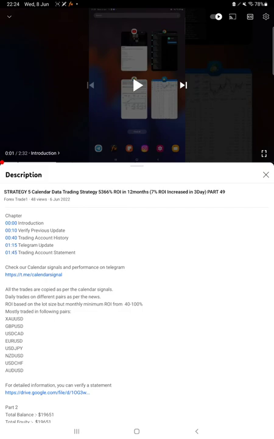So today we are updating about strategy 5, calendar data trading strategy, part 50. Last video was part 49, published on 6th of June, and within 2 days we are back with a new update. Almost more than $5,500 plus profit is booked. So today we are hitting exactly 50 parts for this strategy, starting from day one.